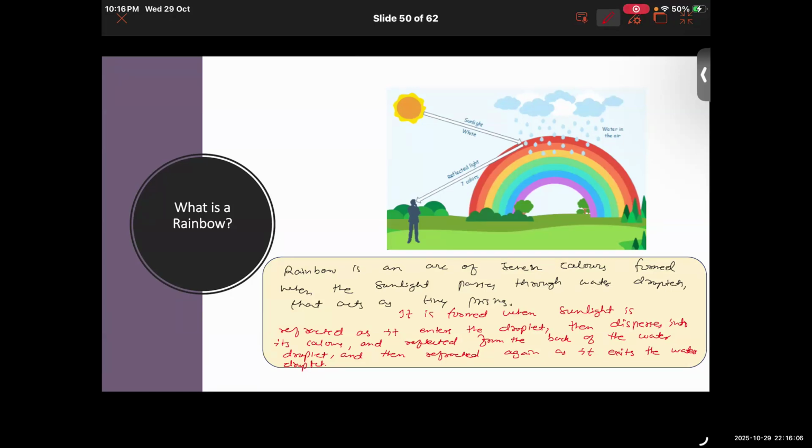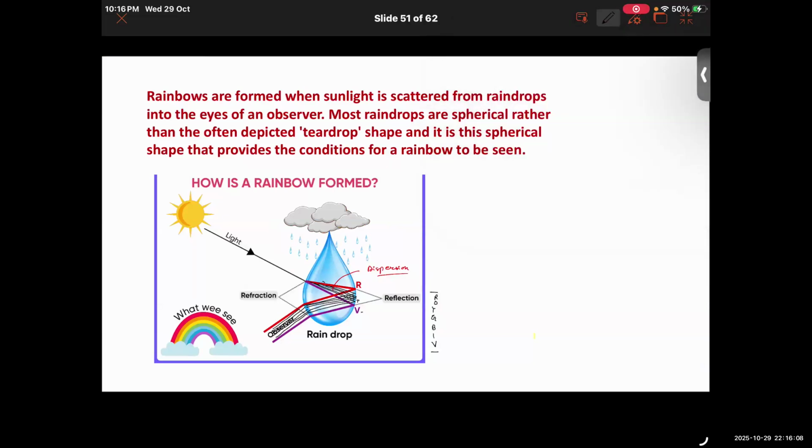Okay, one more thing can be asked in the exam: what are the conditions required for the formation of the rainbow? It cannot be formed every time. The sun should always be behind, and you should directly look at the rain. The rain should be in front. So, conditions for rainbow formation. The sun should not be above your head. It should be behind, low in the horizon.